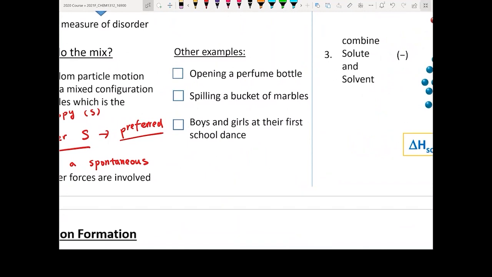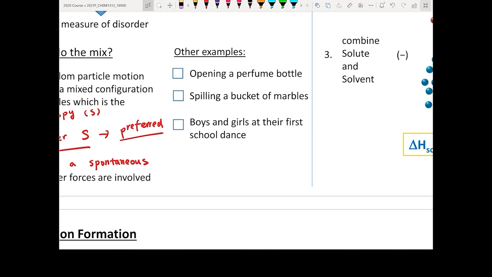Okay, so use this concept, let's go through a few examples. The first example is, if today you open a perfume bottle, what's going to happen? You start to smell the perfume, right? So what does that mean? That means the molecules originally constrained within your perfume bottle start to diffuse out. They start to mix with the air, and this is a spontaneous process.